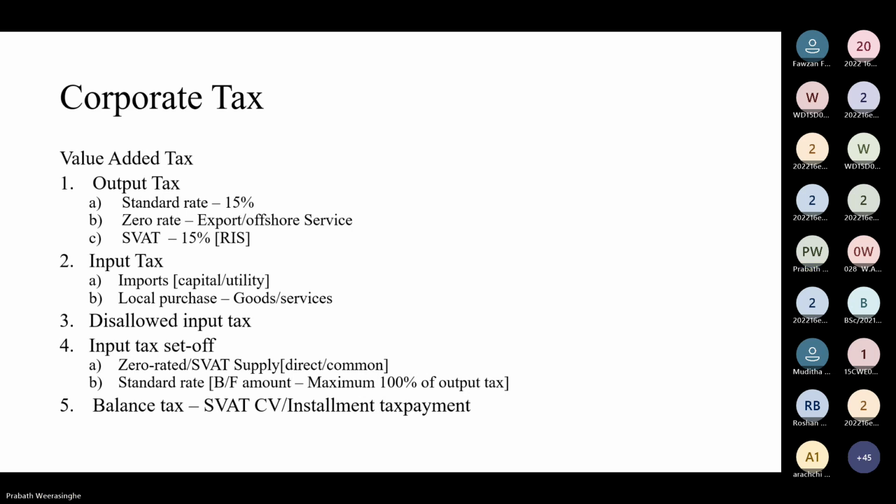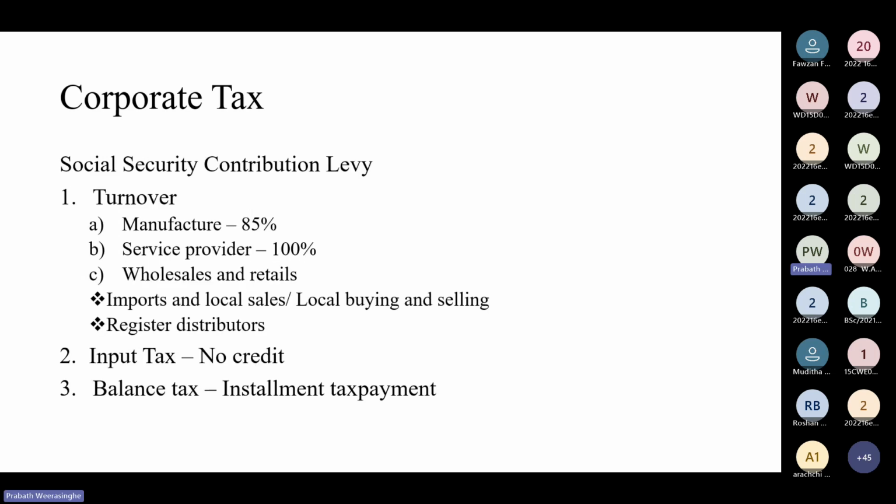No? Right. So then the social security contribution levy we discuss. Basically it is on turnover. In the case of the manufacturer, 85% of the turnover we have to consider, and on that 2.5%. In the case of the service provider, the total revenue or the turnover we have to consider, on that 2.5%. In the case of wholesalers and retailers, there are two categories: import and local sales, or local buying and selling. 50% we have to consider, on that 2.5%.